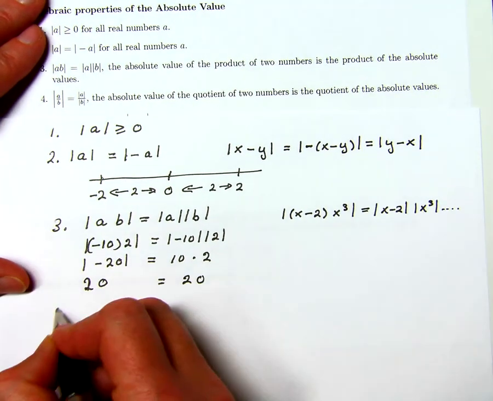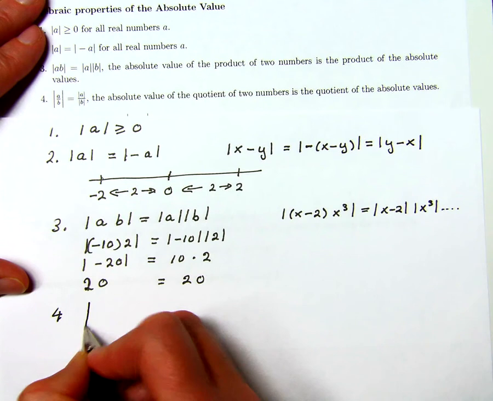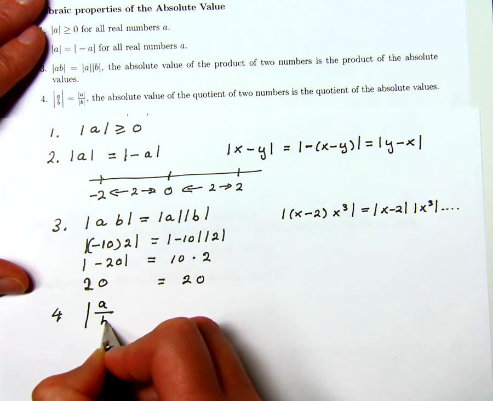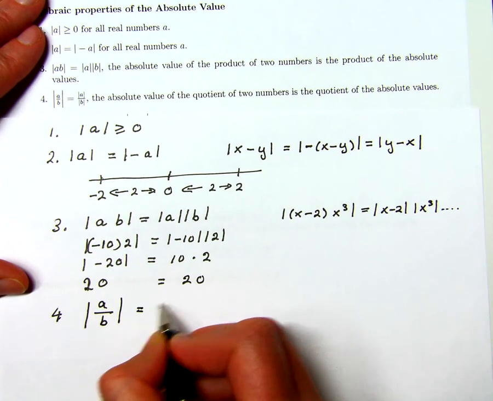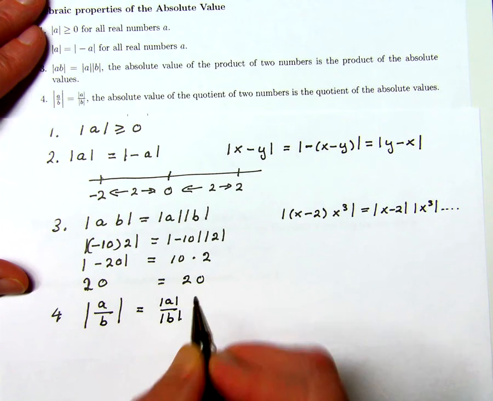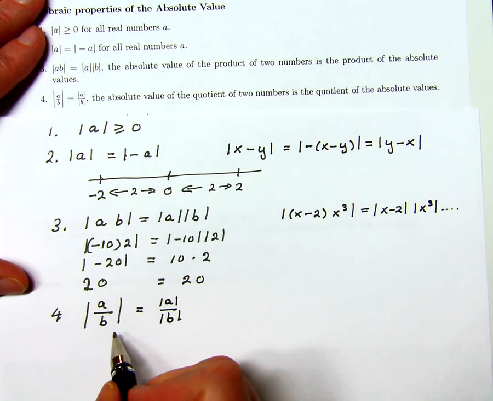And of course, a similar rule says that the absolute value of a quotient is the quotient of the absolute values. So once again, this makes calculation very easy.